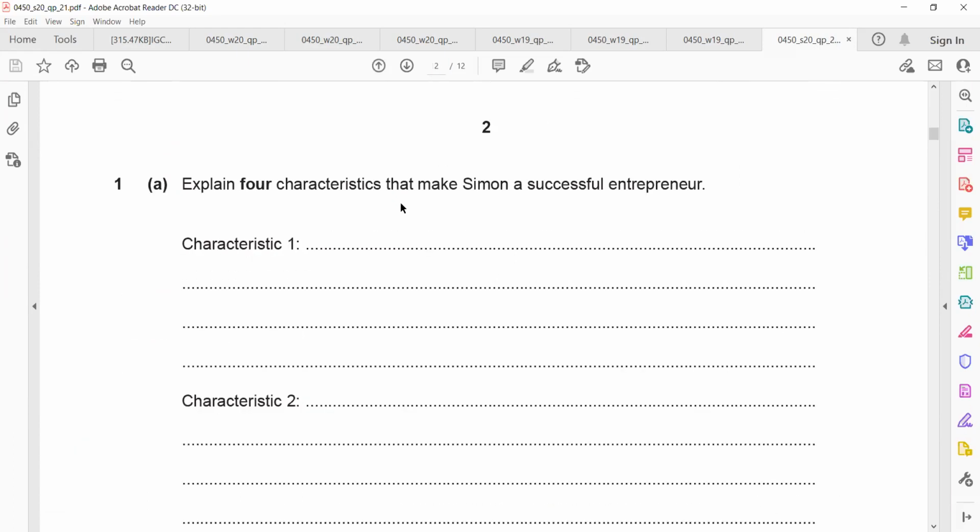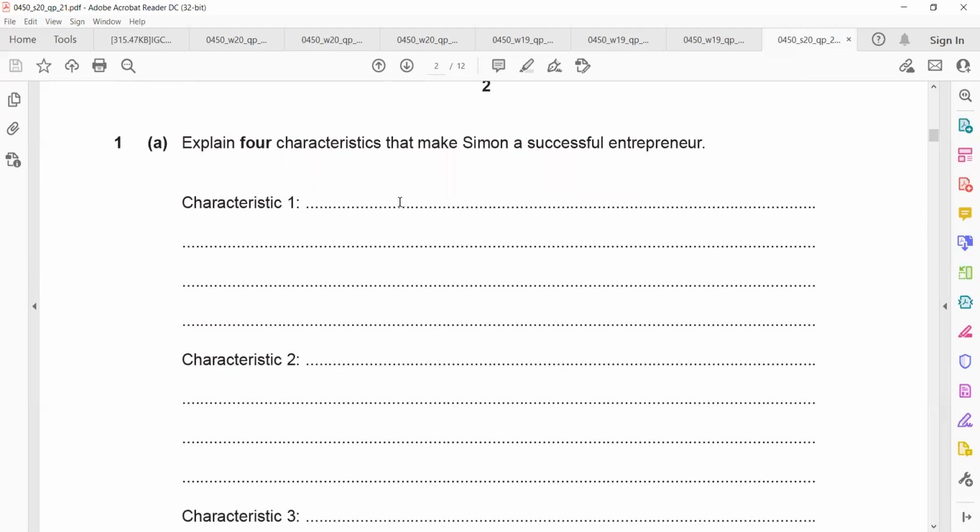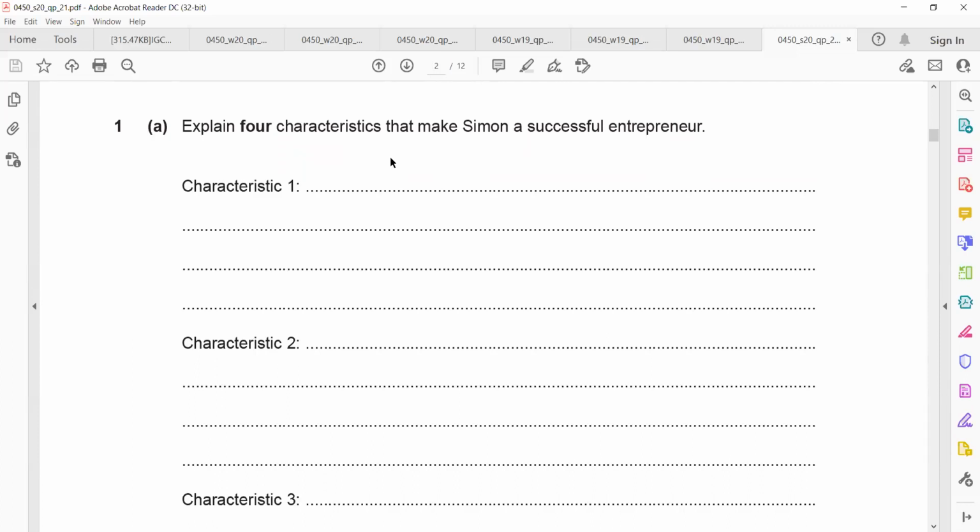Sir, so paper 2 mostly doesn't need application? Paper 2 needs application, but not all questions will require application. Some will not have.